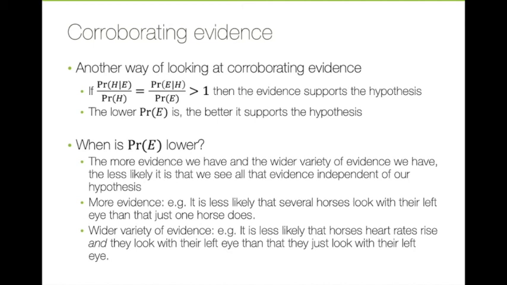Similar reasoning applies to a wider variety of evidence. It's less likely that both a horse's heart rate rises and they look with their left eye than it is that they just look with their left eye. The reasoning in both of those cases uses the general conjunction rule. The more outcomes we conjoin, the lower the probability, because multiplying more fractions gives us lower and lower probabilities for E. The lower the probability of E is, the higher that ratio is, the more it is above 1, so the better that evidence supports the hypothesis.